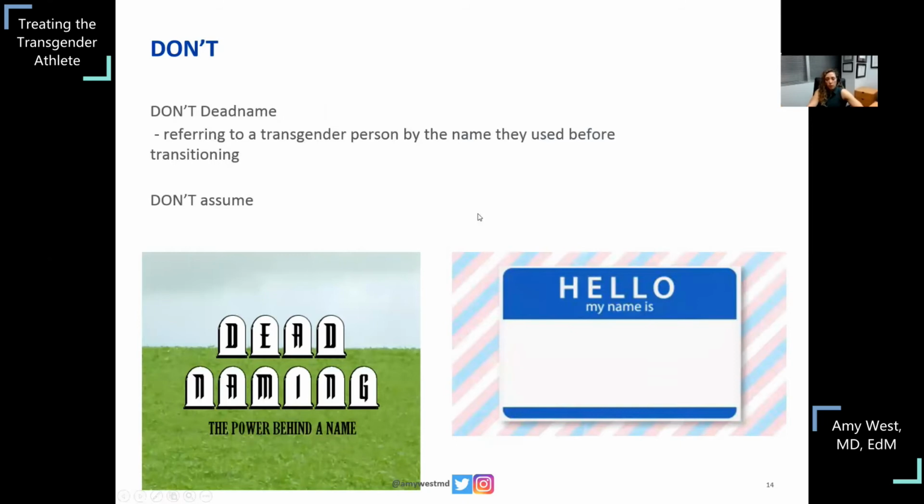Another thing to not do is dead name. Dead naming is when you refer to a transgender person by the name they used before they transitioned, and that can hold a lot of emotional weight. So you want to make sure to always call someone by their correct name, and especially if you're working in the high school population, you might know someone by a certain name and a certain gender one year, and then the next year it's different. So just make note that you're making the effort to use the correct name and refer to people how they want to be referred, which is important.